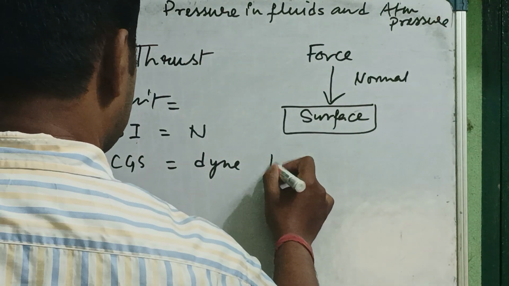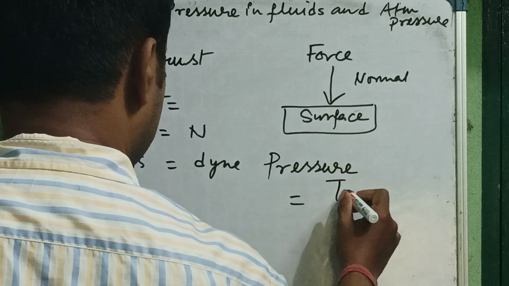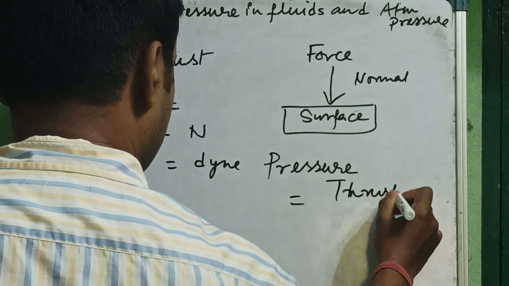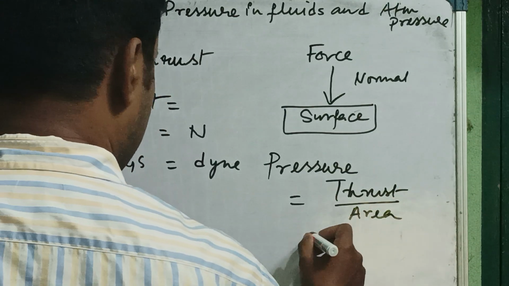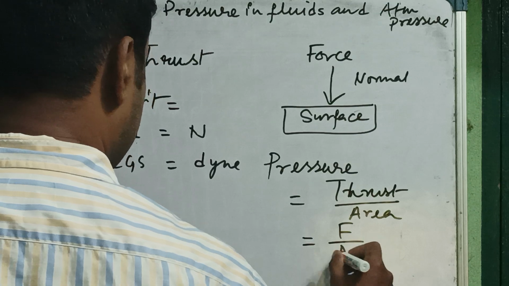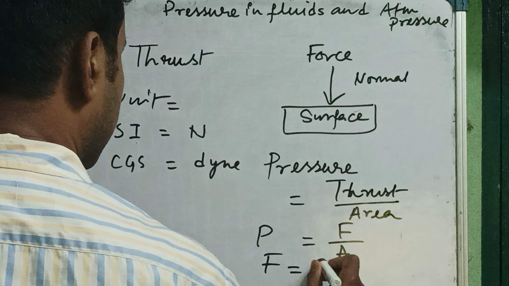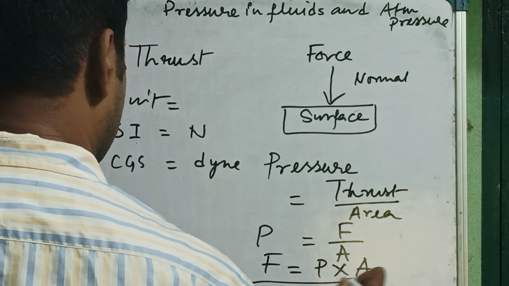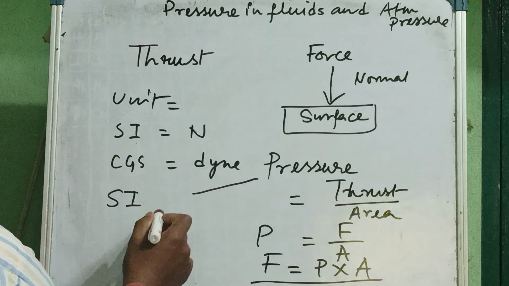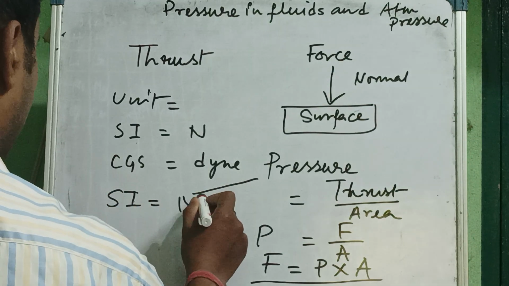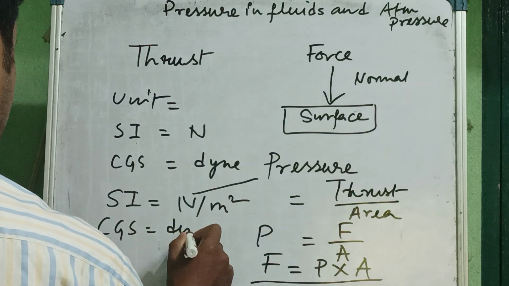Now pressure. Pressure equals thrust by area, that is force by area. P equals force by area. Force equals pressure into area. Pressure unit in SI is Newton per meter square, and CGS is Dyne per centimeter square.